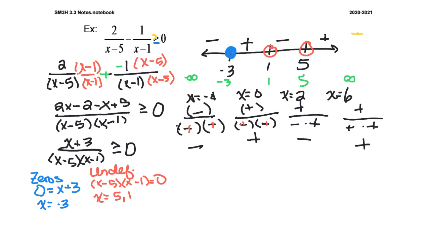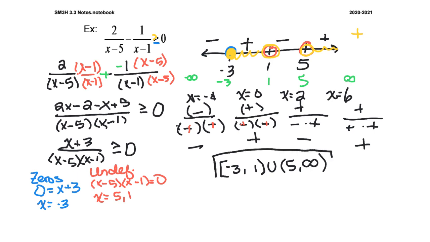And I can include my 0. So because I want positive values, including the 0, I'm going to do the positive intervals and my 0. Again, never including my undefined values. So then my solution is going to be -3, including -3 to 1, not including 1, union 5, not including 5, to infinity. And that's my solution.